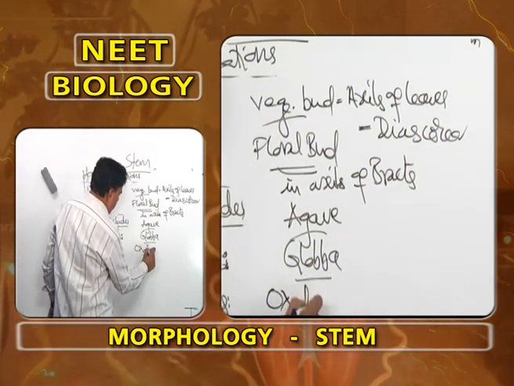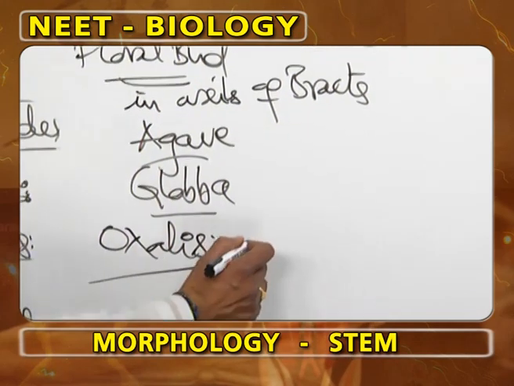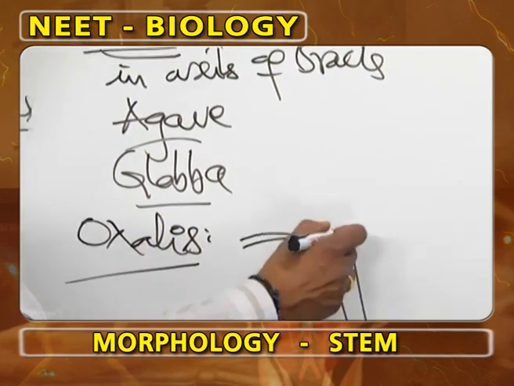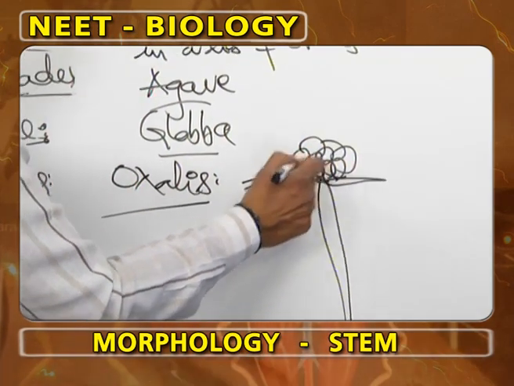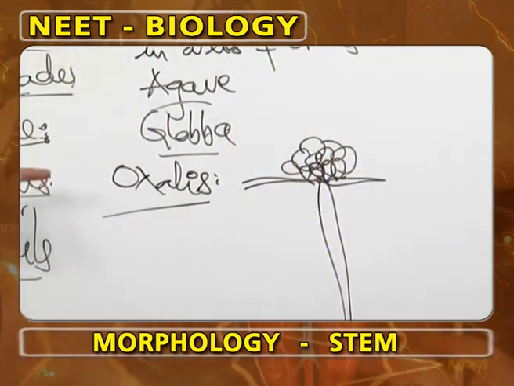There is another plant by name Oxalis. In Oxalis, the stem is a runner, a tuberous root will be there, and a bulbil is present above the tuberous root and helps in vegetative propagation.